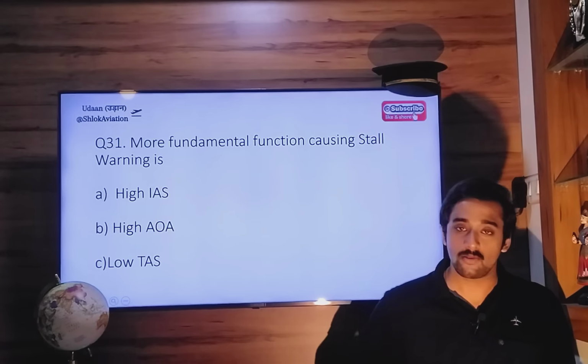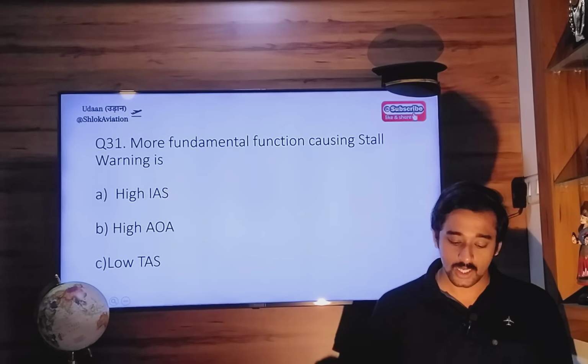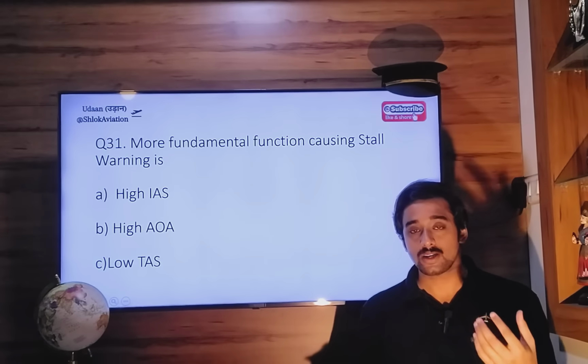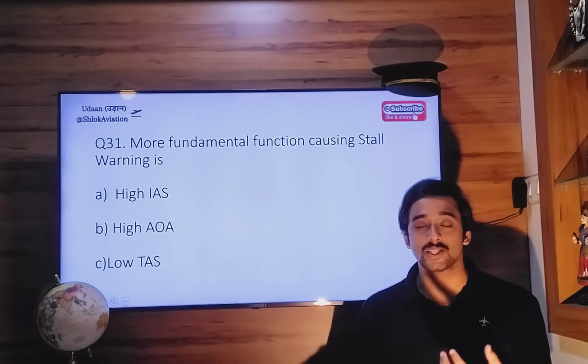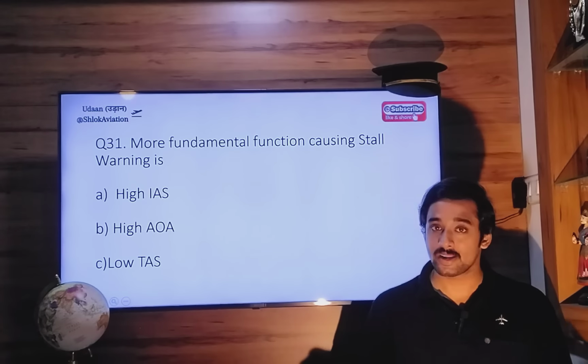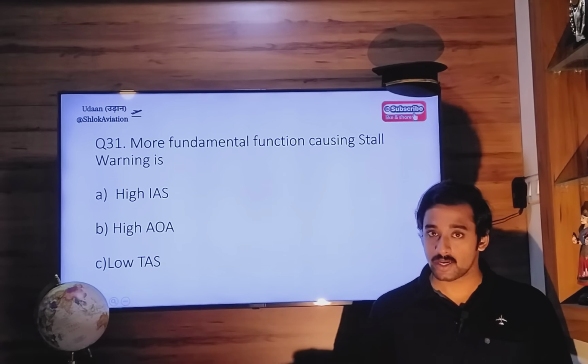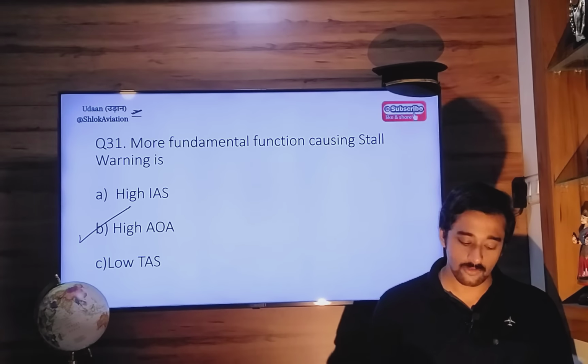So, question 31. The most fundamental factor causing a stall warning is what? Okay, so what is the fundamental factor that causes a stall or a stall warning? High speed, high angle of attack, low true airspeed. So the correct answer is high angle of attack.